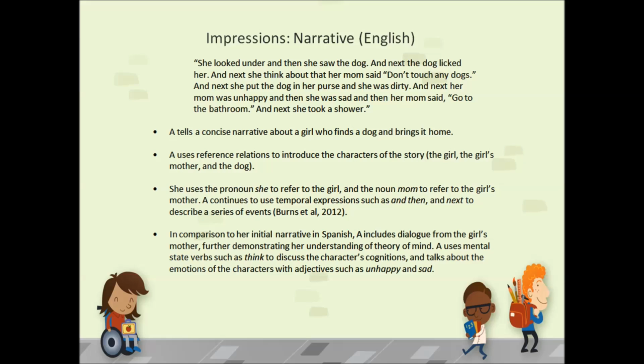So this is the one that's referring to the pictures we just showed, but this was in English. Her narrative is listed here. Again, she tells us a concise narrative here about a girl who finds a dog and brings it home. And she again introduces the characters of the story. She uses pronouns. She talks about the girl's mother. And she continues to use those temporal things that we're looking for. In comparison to her first narrative in Spanish, here she includes dialogue from the girl's mother. And she also talks about theory of mind and talks about mental states of the characters.